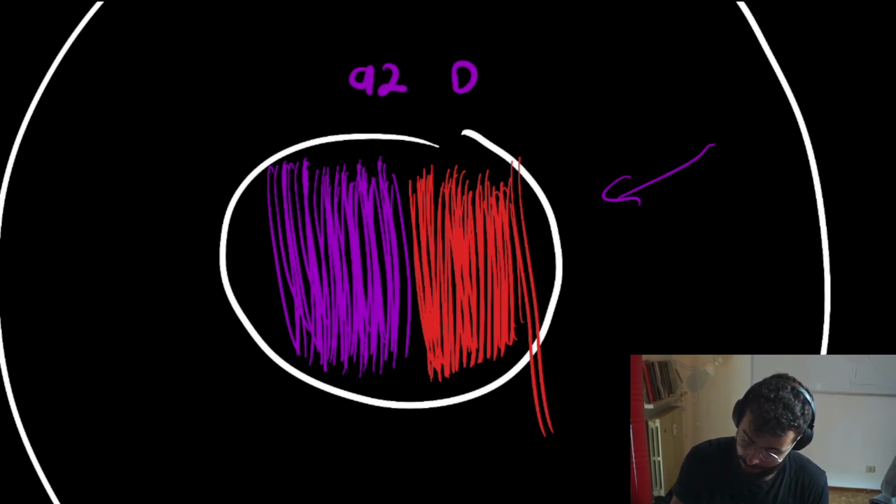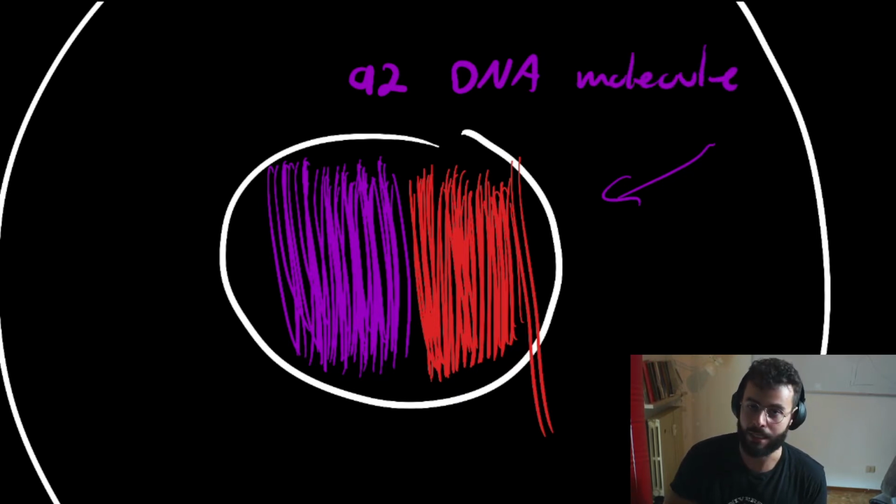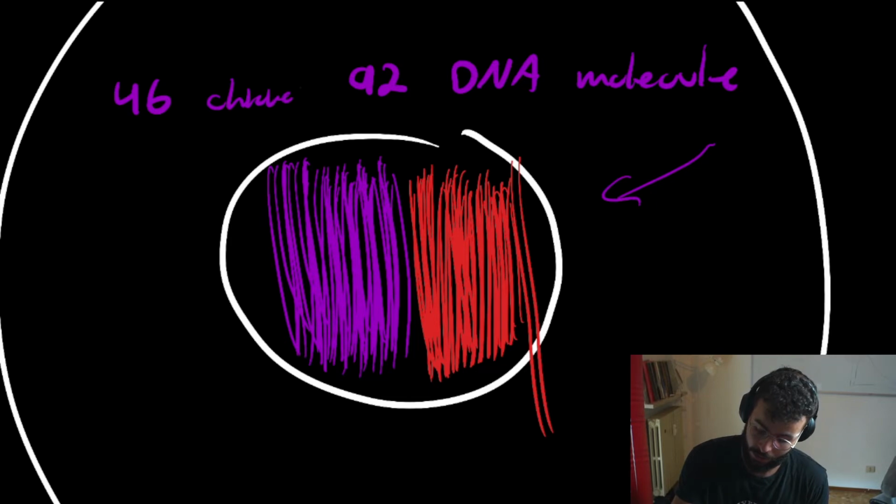So now we don't have 46 molecules of DNA, now we have 92 DNA molecules. But how many chromosomes do we have at the start of prophase and the condensation to chromosomes? We have 46 chromosomes, because one chromosome contains 2 chromatids, and one chromatid is one DNA molecule.